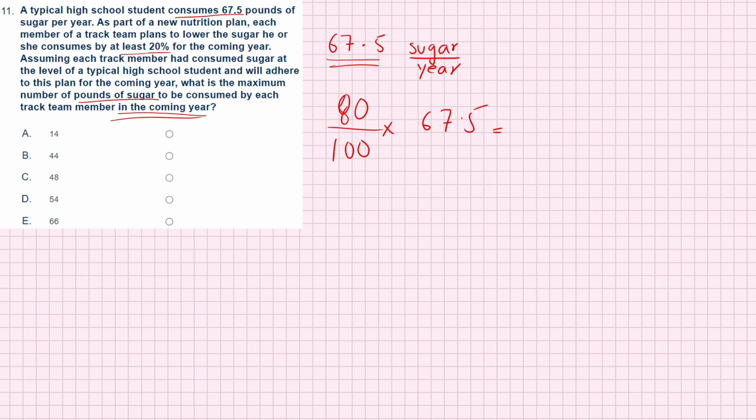We can solve this by using our calculator. 67.5 multiplied by 0.8 gives us 54. So 54 pounds will be consumed by each track team member in the coming year. So this is option D. Let's go to our next question.